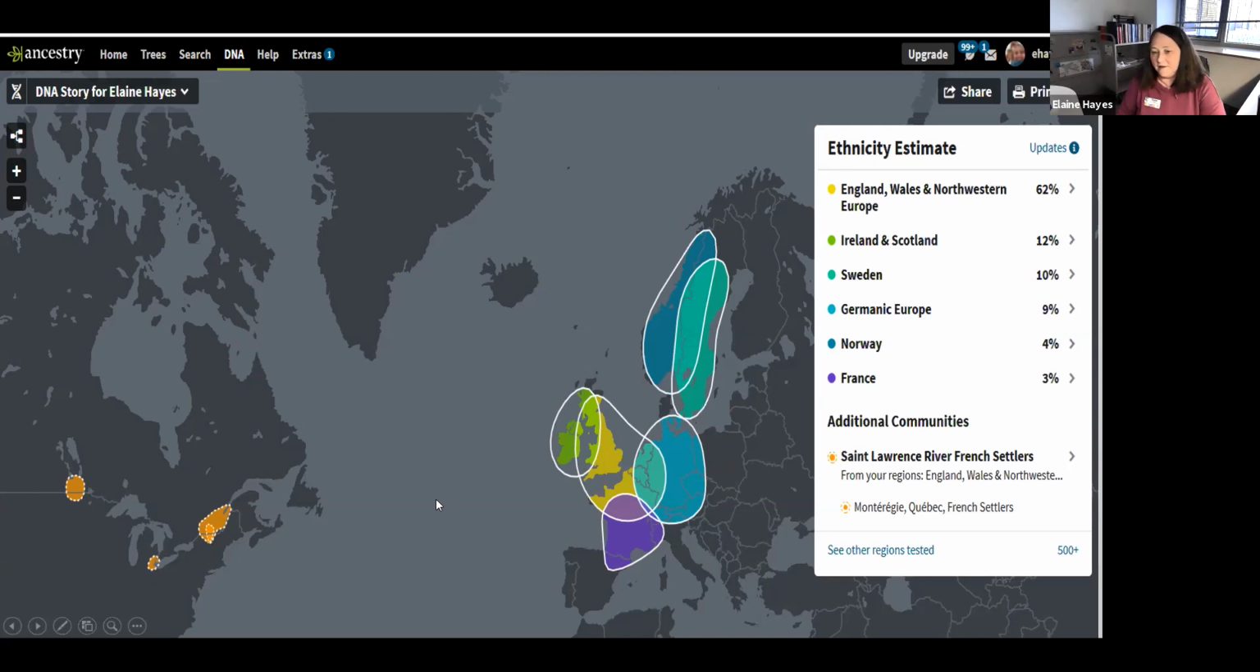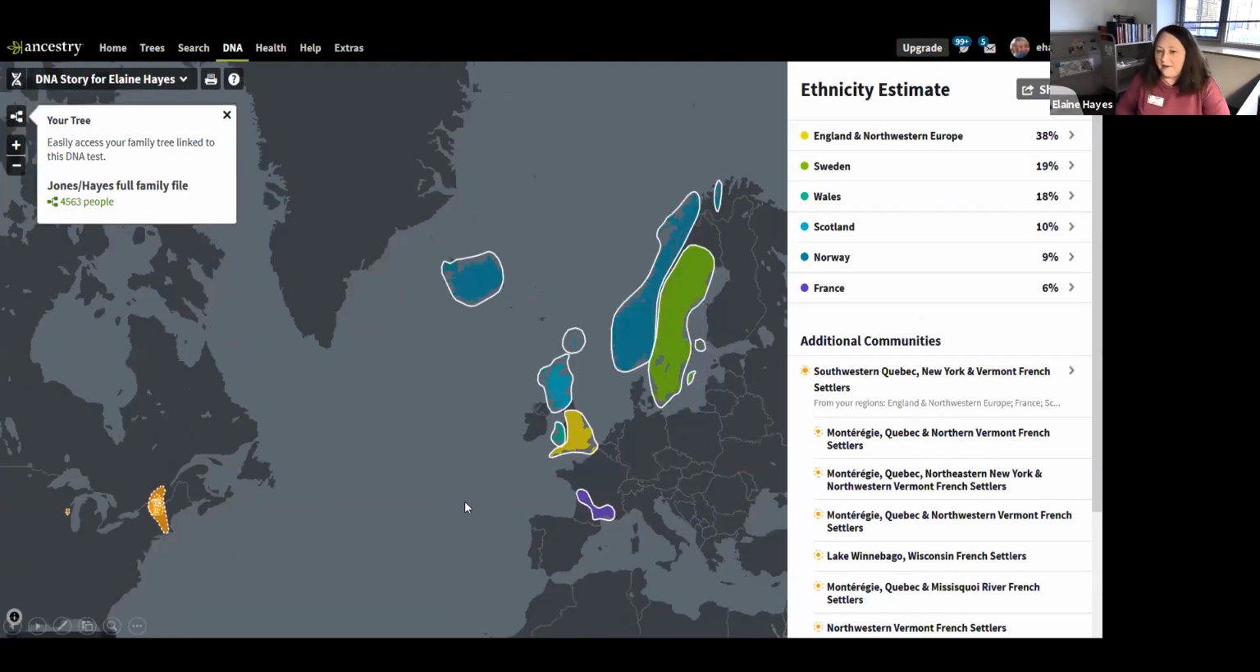It's also telling me that there are more than 500 other regions that they tested for, but they didn't find any significant area. My family tree over there, where it says Jones Hayes full family file, there's almost, well, 4,563 people in that family tree that's connected to my DNA.